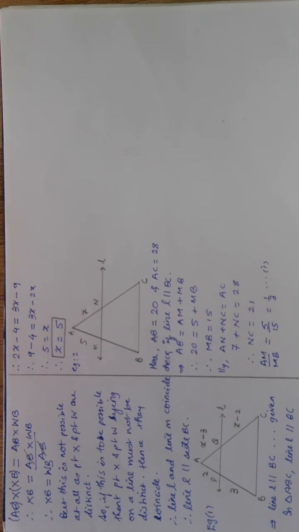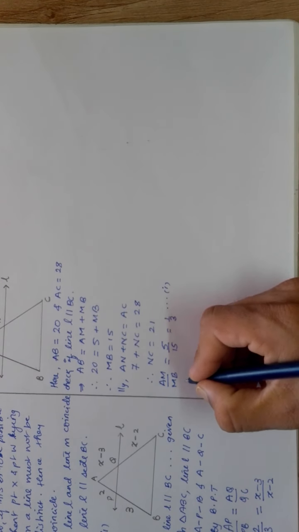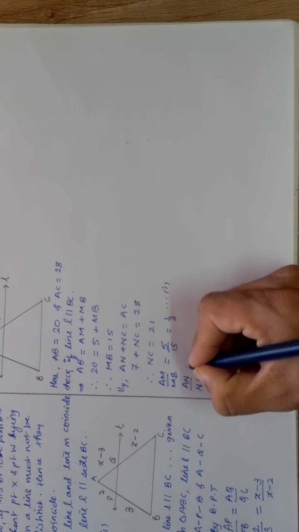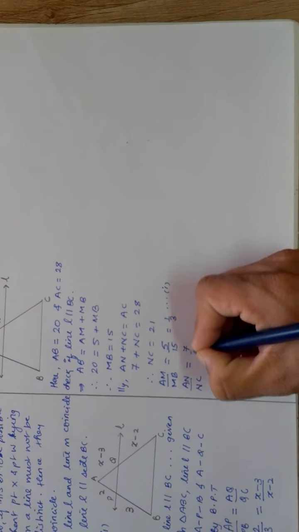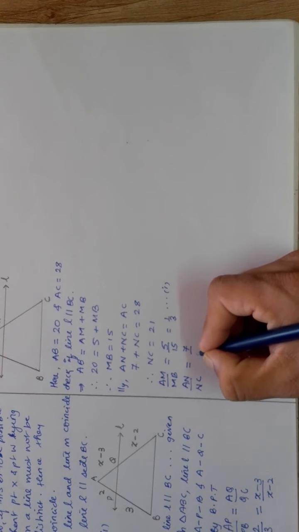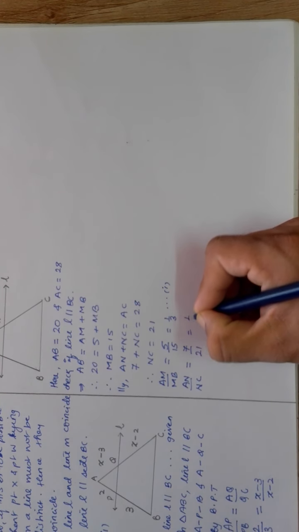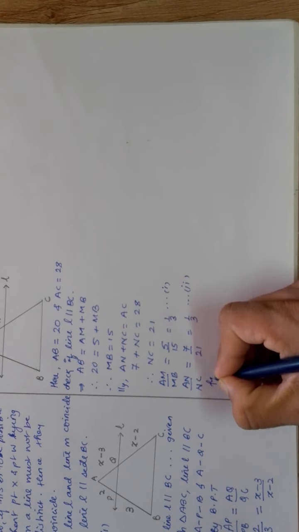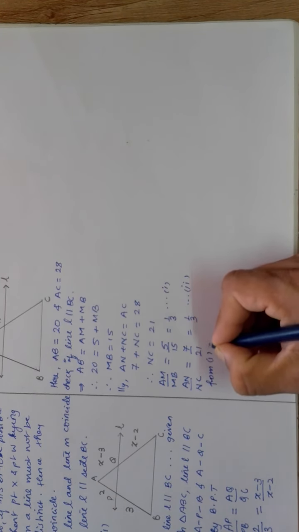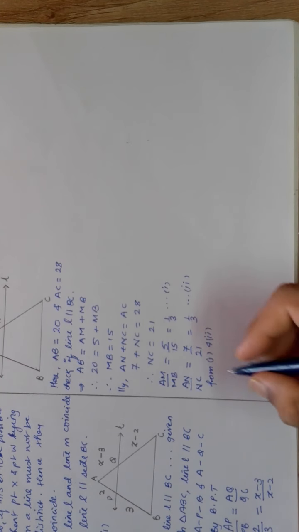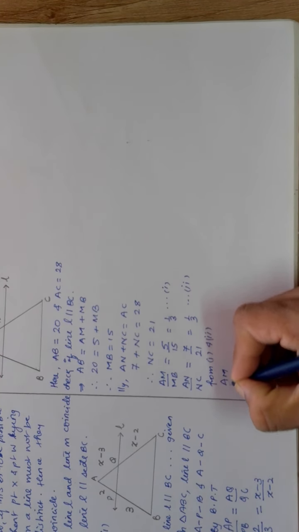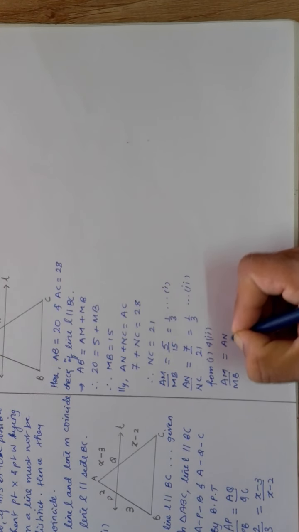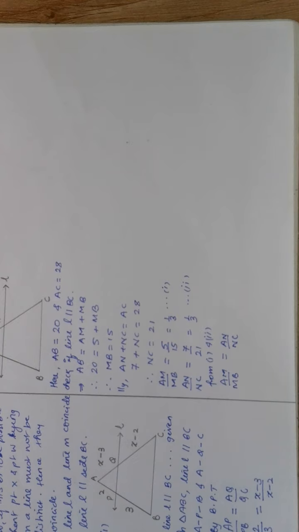Then I have AN is to NC is equal to 7 is to NC 21. That also turns to be 1 is to 3. That means from 1 and 2 what I get? I get AM is to MB is equal to AN is to NC.